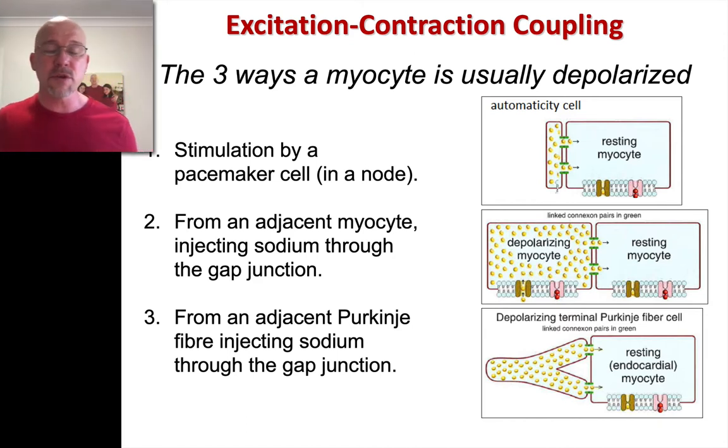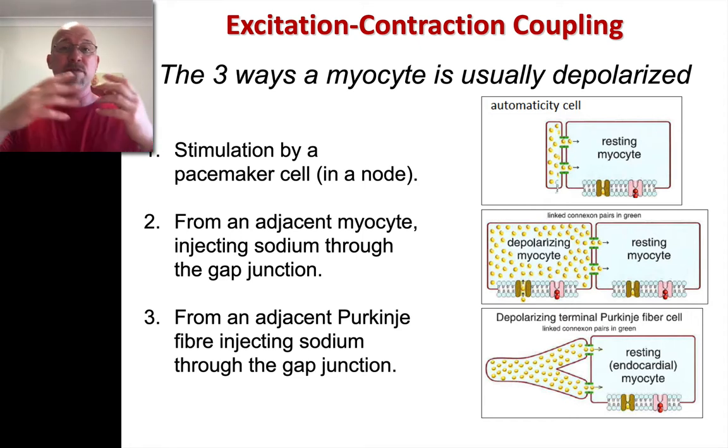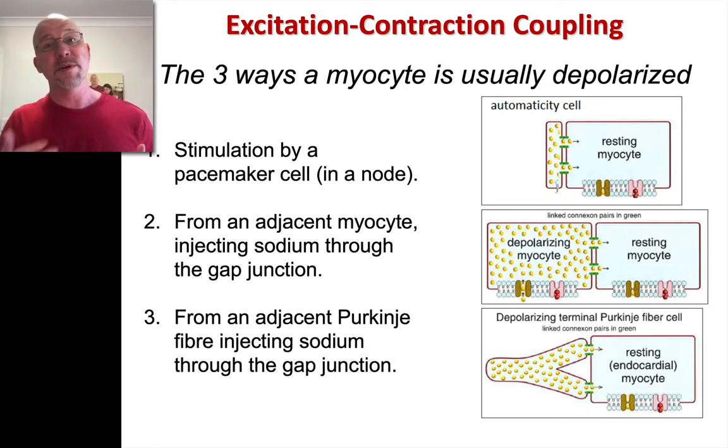The third way we can do this is we have Purkinje fibers that innervate through the ventricles, and the Purkinje fibers carry a wave of depolarization. So if a resting myocyte is attached to one of these Purkinje fibers, and the Purkinje fiber is depolarizing, then the Purkinje fiber will make the resting myocyte depolarize. So we've got depolarization happening.